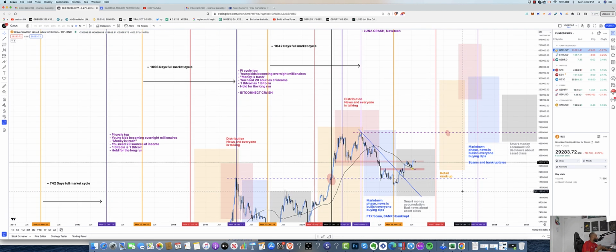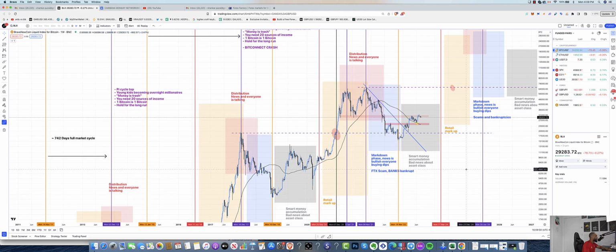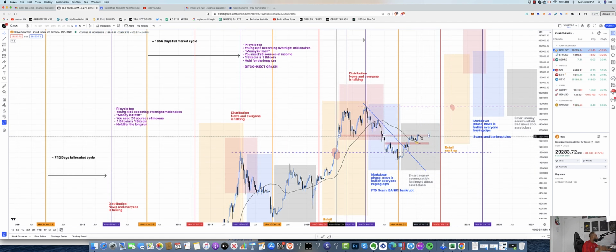So you want to be very cognizant of the fact that this is where smart money would be accumulating Bitcoin. Scams, banks, bankruptcies, that's where you'd be accumulating Bitcoin. Smart money accumulation would be here, right? So this is where we start accumulating. This would be the bottom of the market. So we've already passed the bottom of the market.